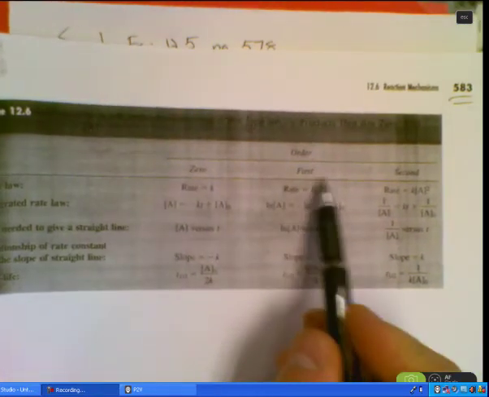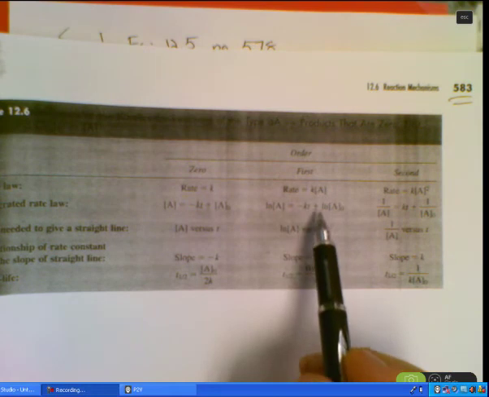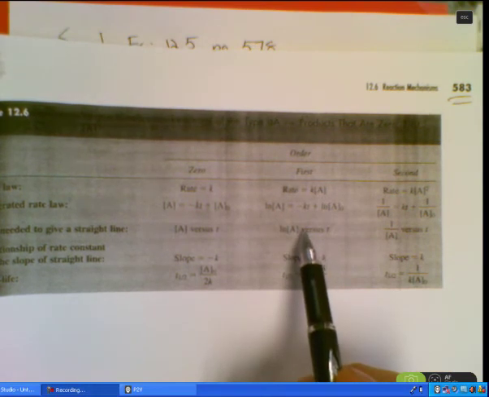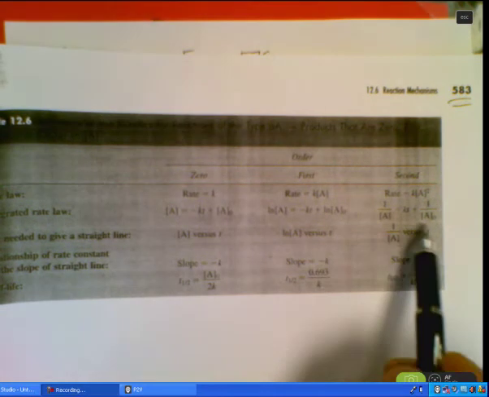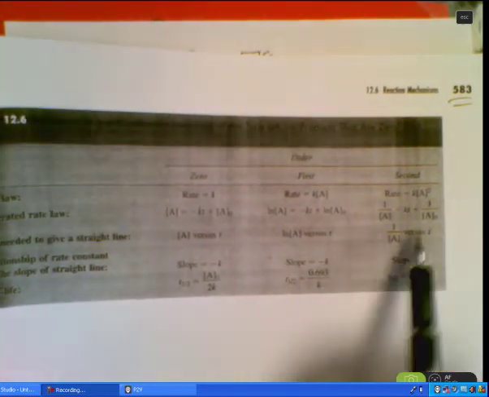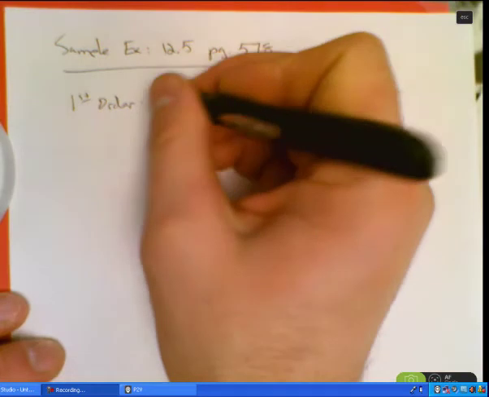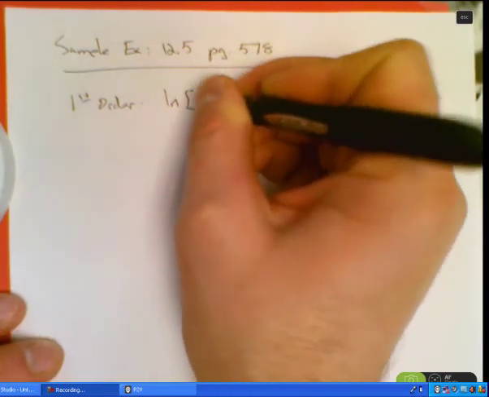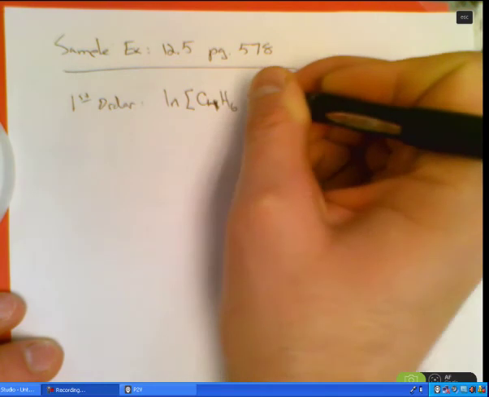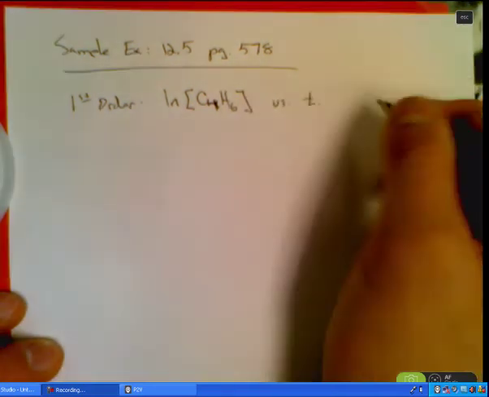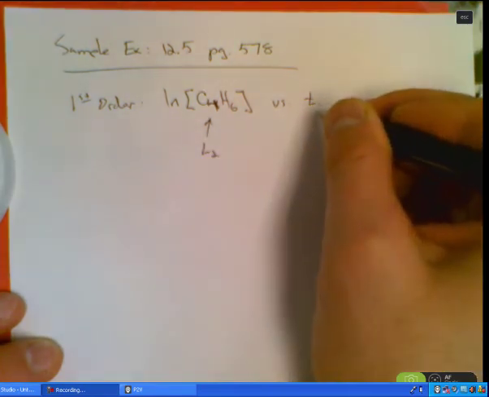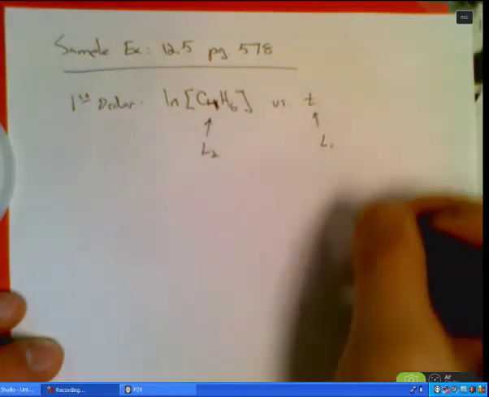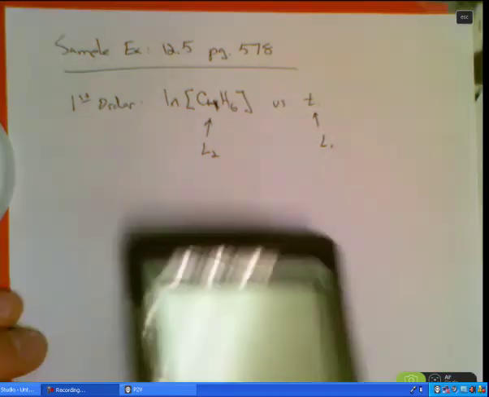So for first order, this is back to page 583. If it's a first order reaction, for a straight line, you have natural log concentration of A, which is butadiene in this case, versus time. And we'll look at second order, which will be this. So I'm going to do first order and then second order. For first order, for note's sake, let's get this written down. It's C4H6 concentration versus time. This is your Y or your list 2 data. This is your X or your list 1 data. So let's go ahead and plug that in.